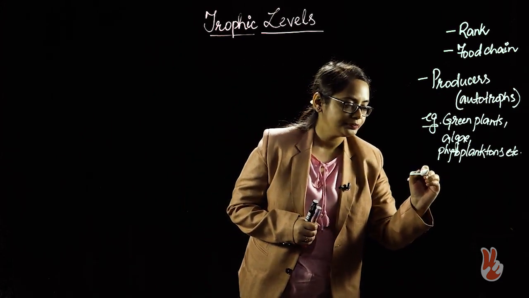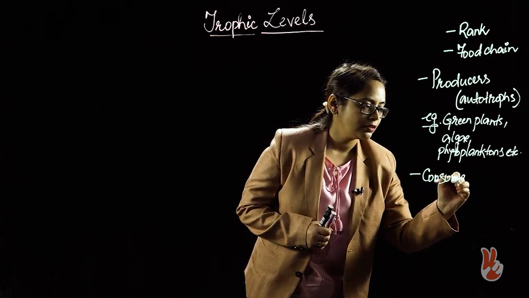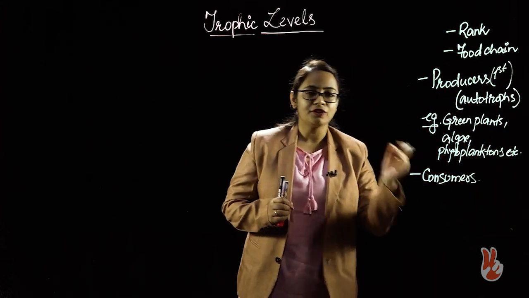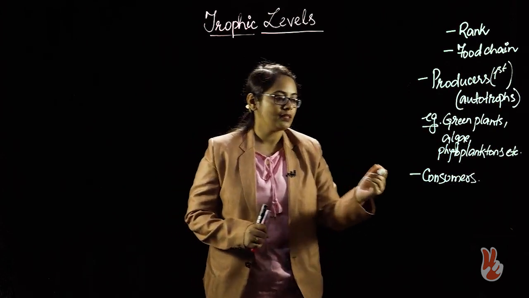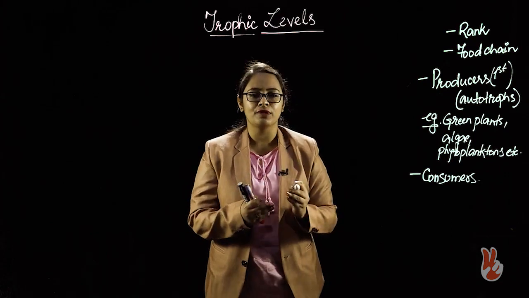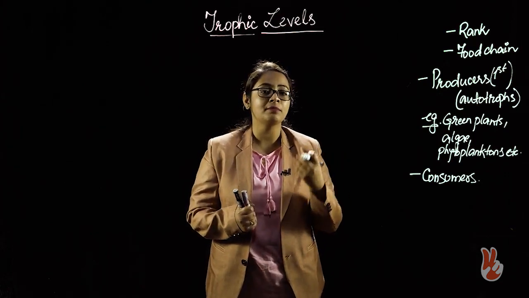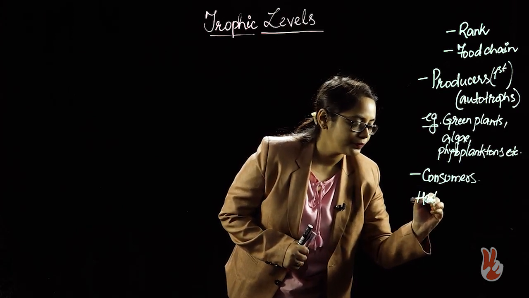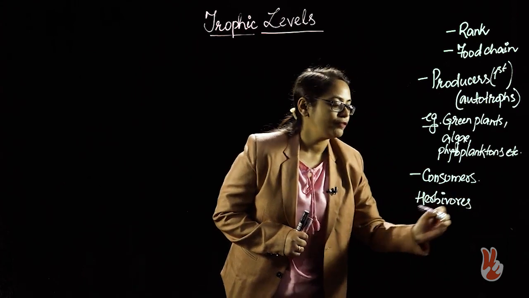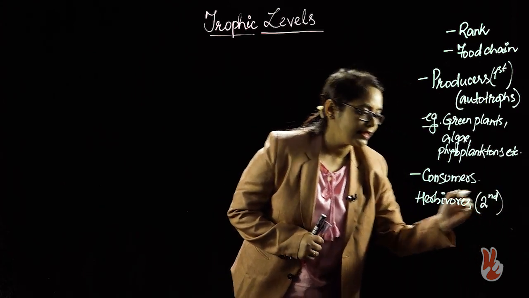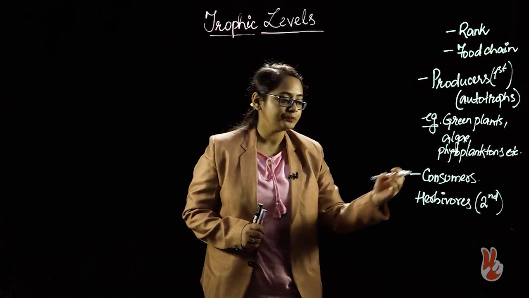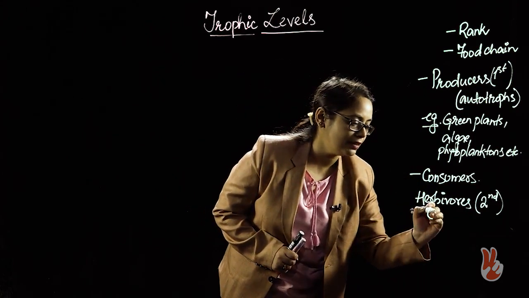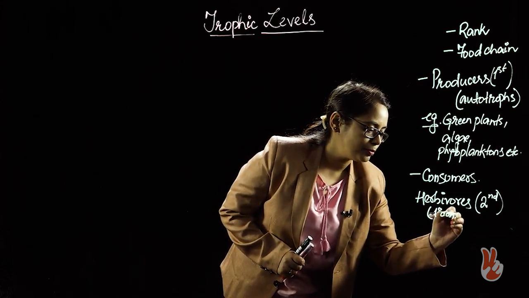The next trophic level we have is the consumers. So, producers hold the first trophic level and all the other trophic levels are occupied by the consumers. Now, in consumers, the first we have is the herbivores. The herbivores are those organisms which directly eat the food produced by the producers. So, the herbivores occupy the second position in the food chain or trophic level. The herbivores can also be known as the primary consumers.